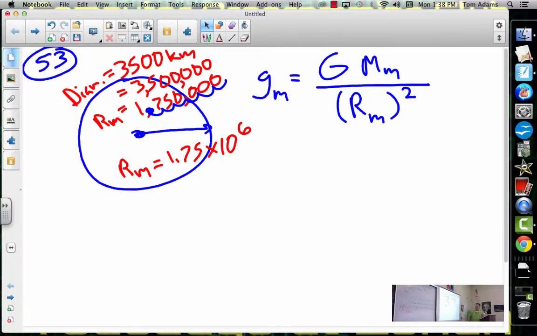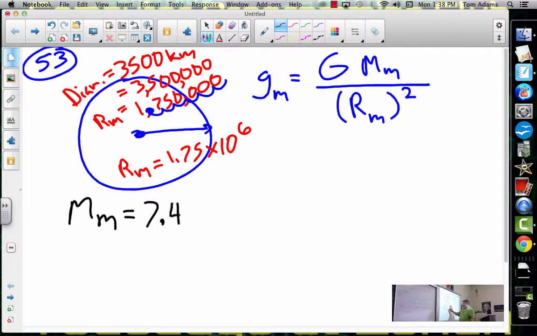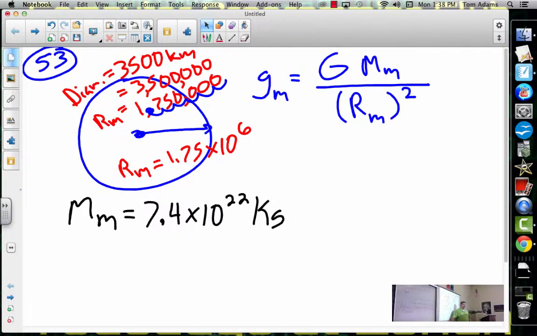All right, so now that we have that, the only thing I need now is the mass of the moon. If you don't remember what the mass of the moon is, where could I find that? In the book. The last page of your book has all that stuff, under what they call solar system data. The mass of the moon is 7.4 times 10 to the 22nd kilograms. Kilograms is the unit for mass, so we don't have to convert anything there.